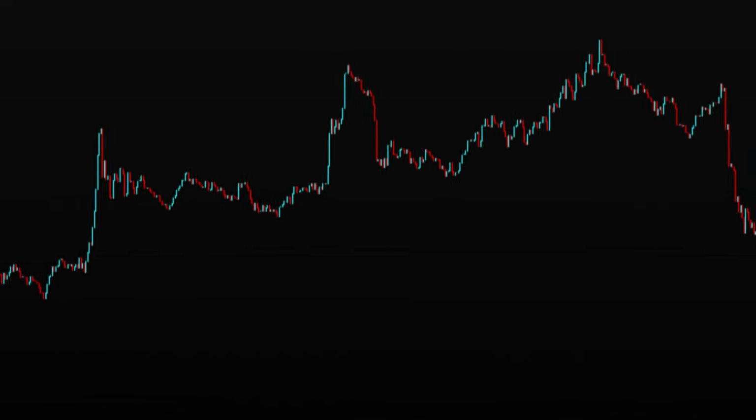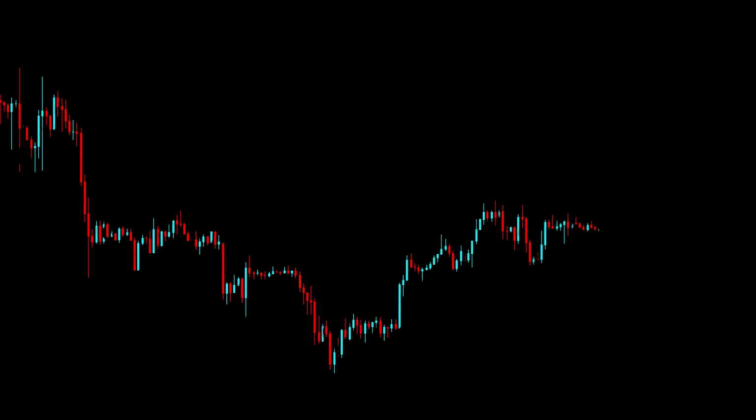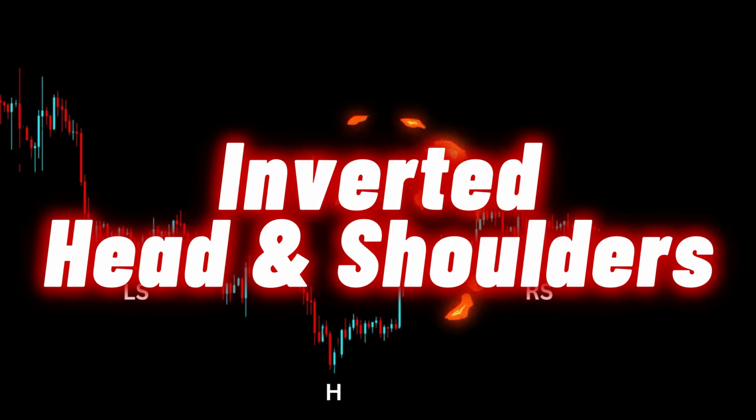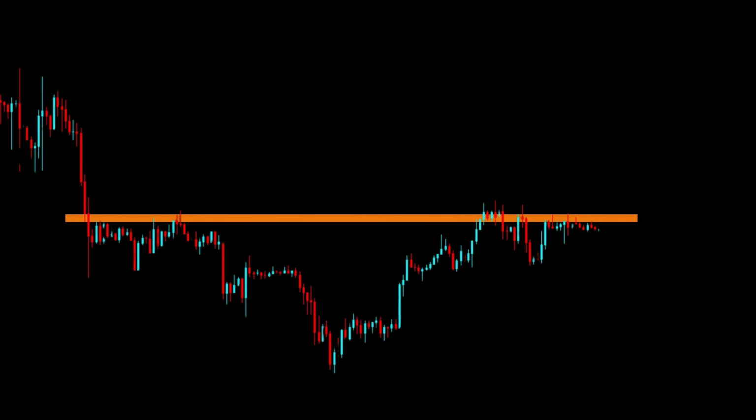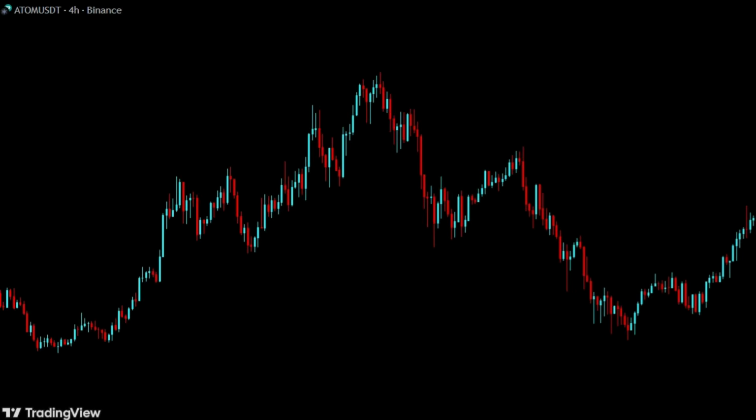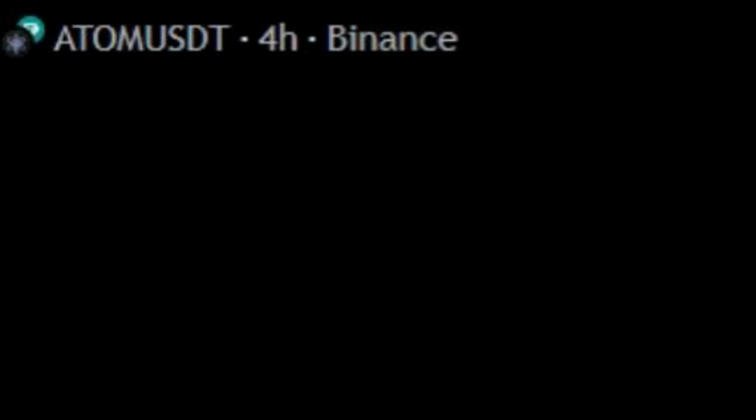Now let's flip it again, the opposite scenario. Take a look at this formation. It has a left shoulder, a head, and a right shoulder, but this time the pattern is inverted. It is an inverted head and shoulders pattern. I draw a resistance level, which serves as the neckline, and once a breakout happens above it, that could signal a potential bullish reversal. We are looking at Atom on 4-hour time frame.